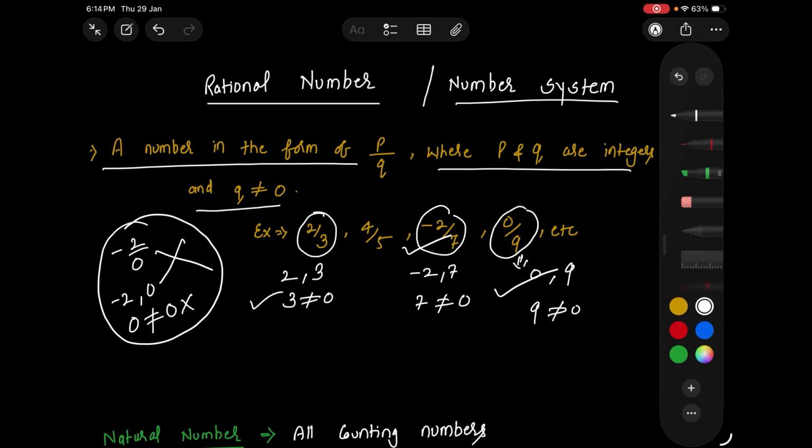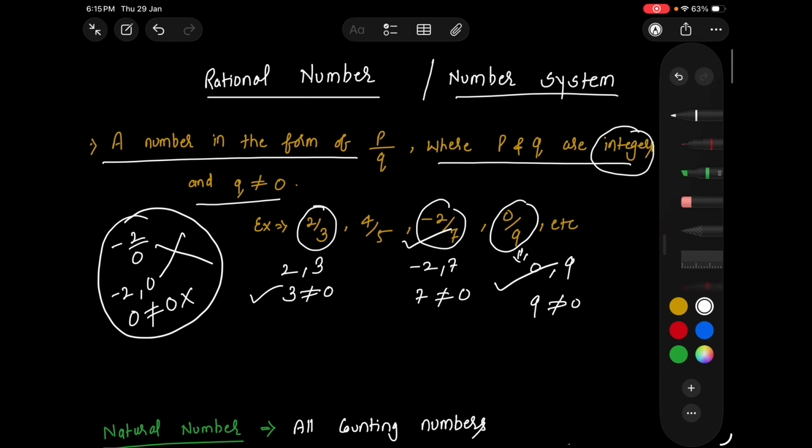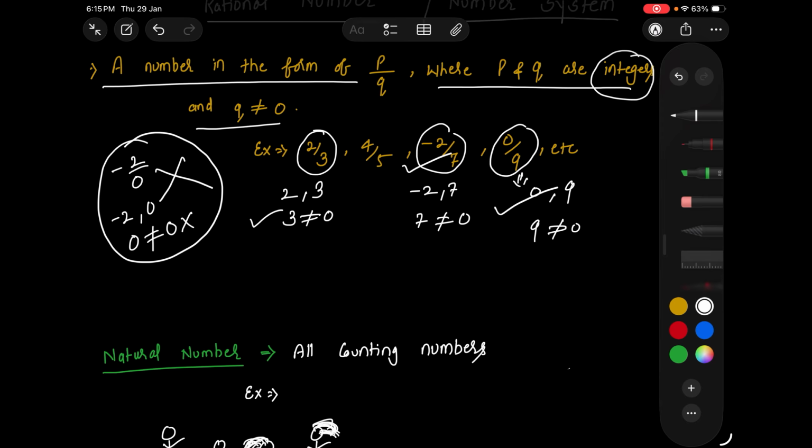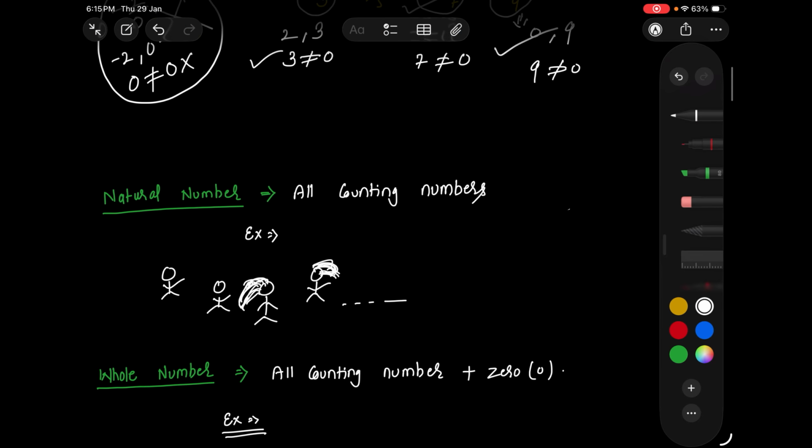But as we say, we move from the very basics, so we will go from the very basic level. That is, we understand what an integer is first. For understanding what an integer is, we have to understand what a natural number is.